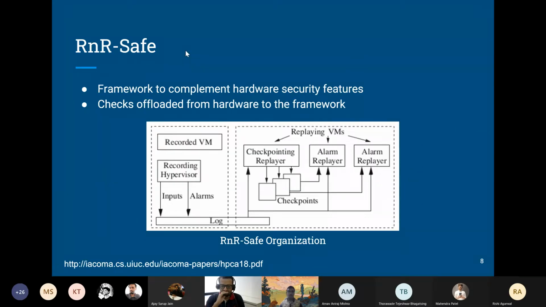So what is R&R safe? R&R safe is a framework used to complement the hardware security features such that the whole framework plus the hardware now meets all our requirements that we previously mentioned: precise, less intrusive, and flexible.